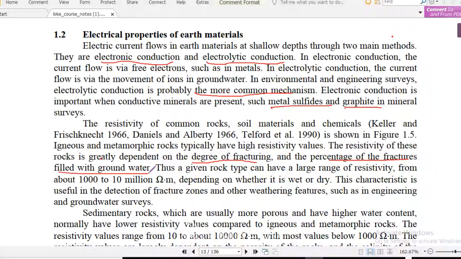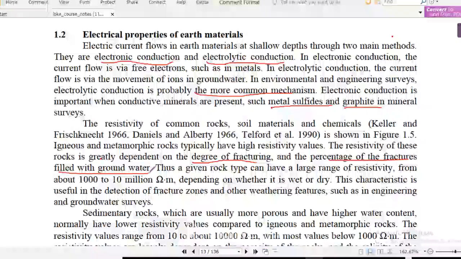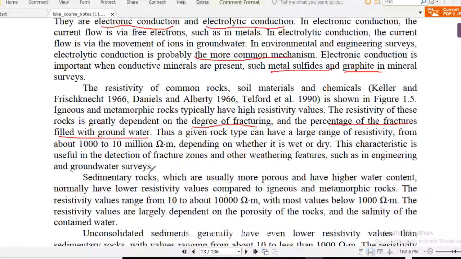A given rock type can have a large range of resistivity, from about 1,000 to 10 million ohm meters, depending on whether it is wet or dry. This characteristic is useful in the detection of fracture zones and other weathering features, such as in engineering and groundwater surveys.